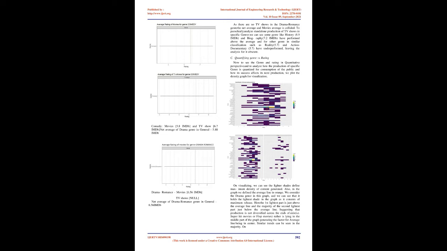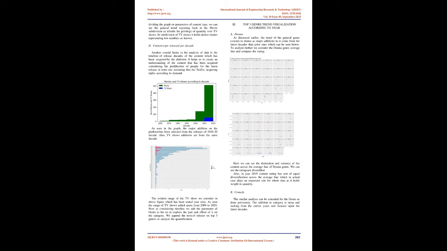Here the first lightest part is just above the average line and the majority of the second lightest part just below the average line. Suggesting that production is not diversified across the ends of the axis, i.e. superhit movies or flop movies, rather it is lying in the middle part of the graph, generating the factor for the average line being in the center. Similar trends can be seen in the majority.